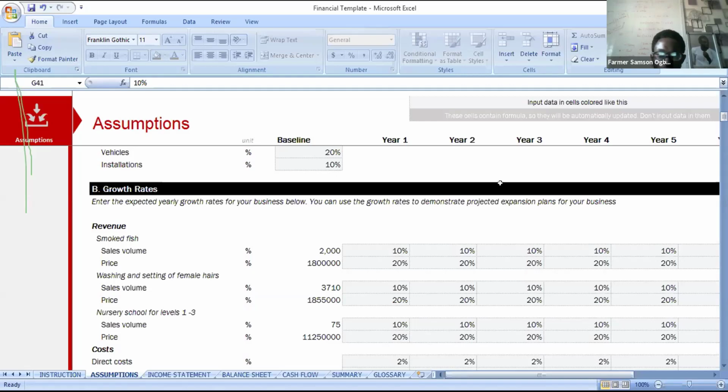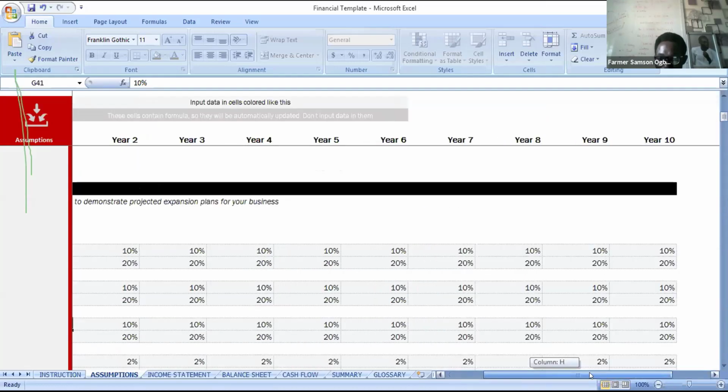Yes, sales volume is on yearly basis. I think I've answered that. Oh, sorry, I'm trying to move this. Okay. Now, notice that we have year 1, year 2, year 3, year 4 to year 10.